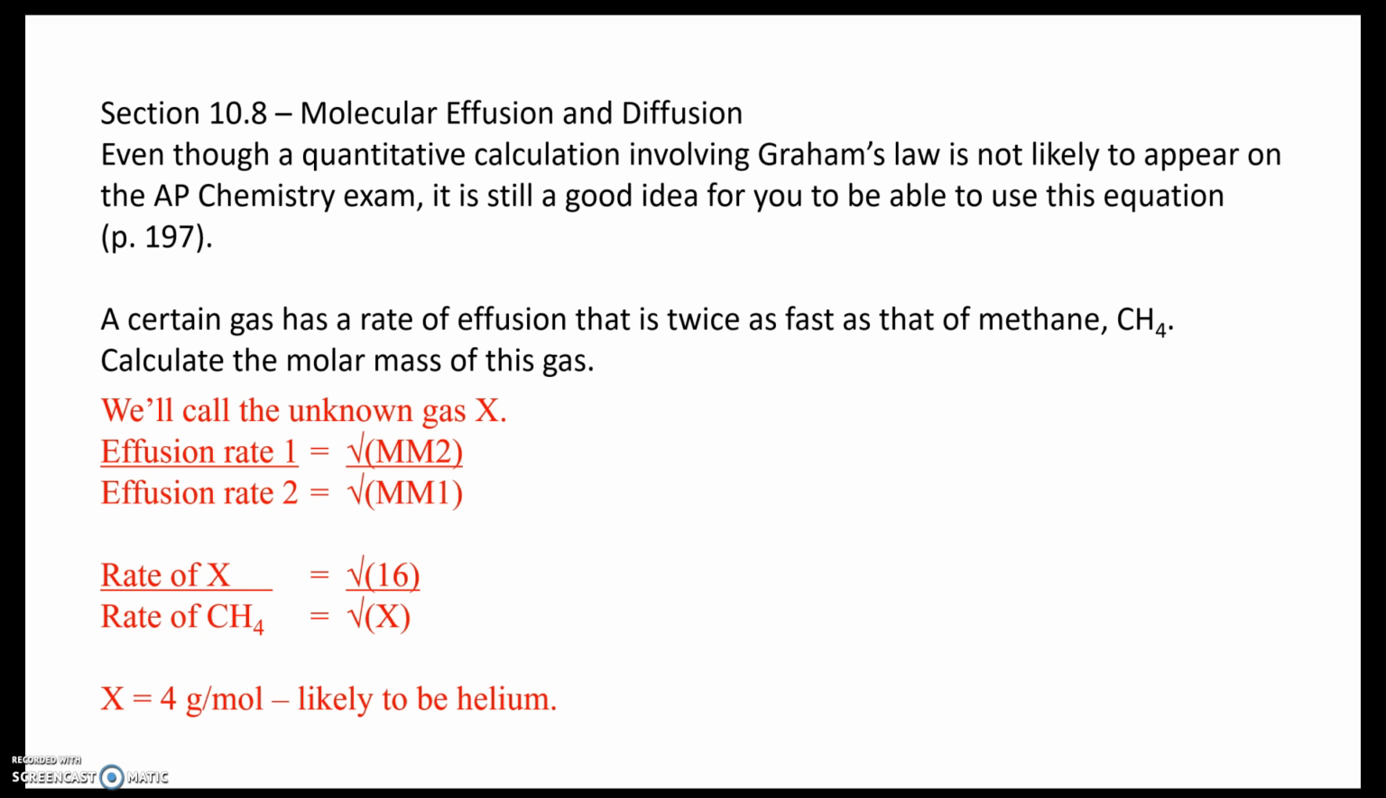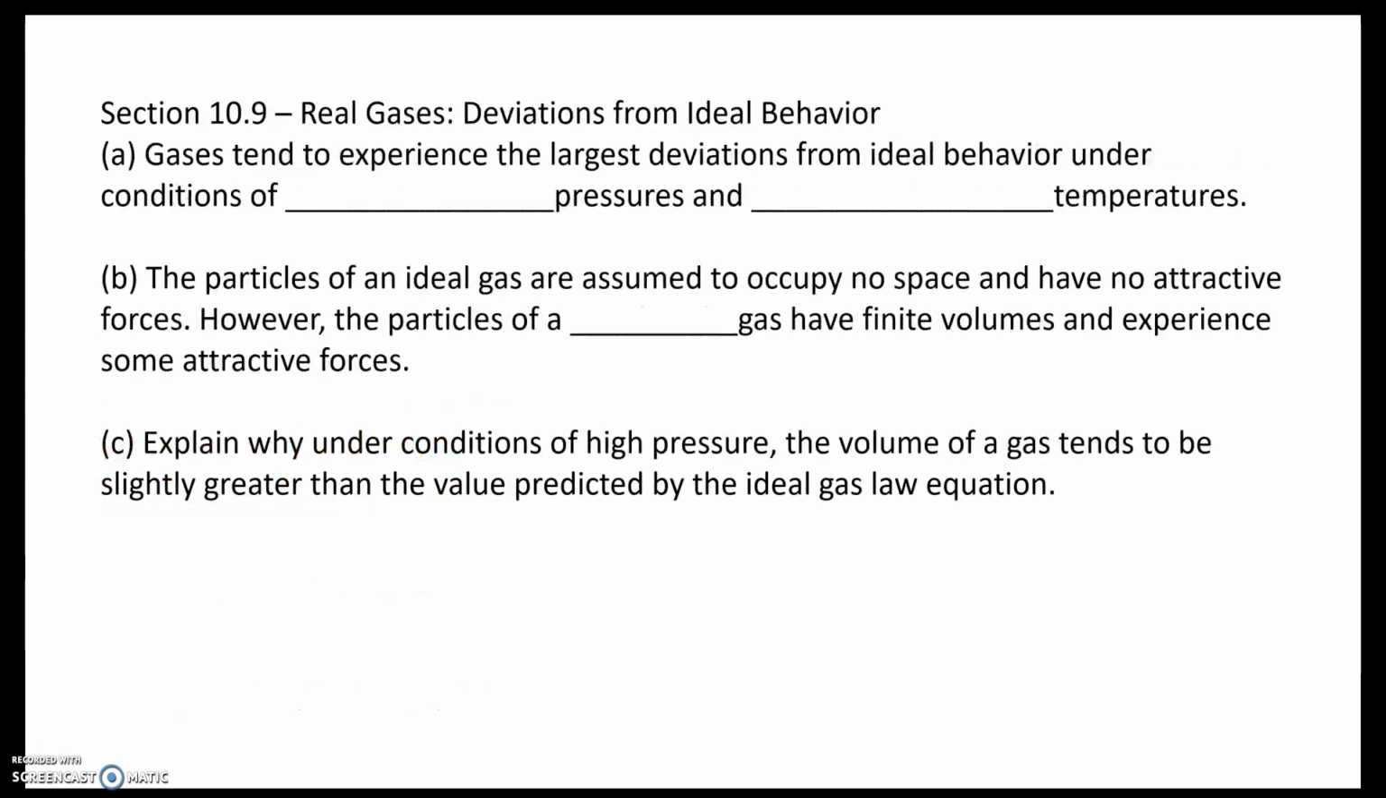Now, what I have below that is called Graham's law. The effusion rate of gas 1 divided by the effusion rate of gas 2 is equal to the square root of the molar mass of 2 divided by the square root of molar mass of gas 1. So when I rewrite this, I see the rate of X divided by the rate of methane is equal to the square root of the molar mass of methane, which is 16, divided by the square root of the molar mass of X. I solve for X. I get X is 4 grams per mole. Likely, this is helium.